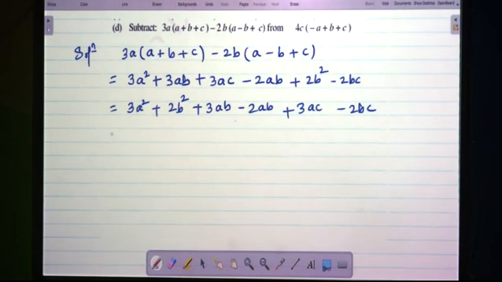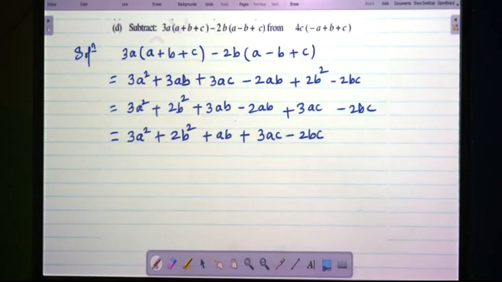Proceeding further, 3a square as it is, plus 2b square as it is. 3ab minus 2ab is plus ab, plus 3ac minus 2bc. So this is the simplification of the first expression that was given before "from". Now, after "from", what is present?